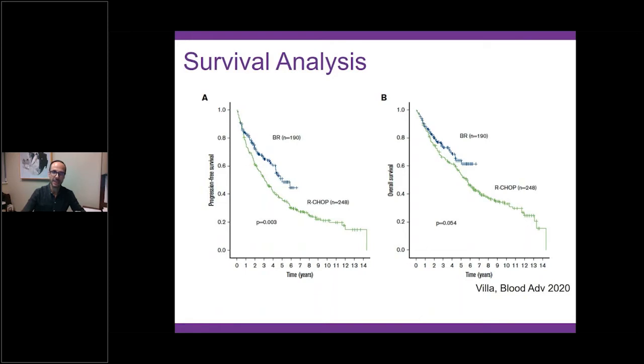When you begin a treatment, 100% of your patients are progression-free and alive. As time goes by, patients are going to progress or die, and those curves are going to begin to drop. Every time the curve drops, that means there's been an event. We can use that then to see differences in treatments. For example, here I'm showing you a study we did in British Columbia looking at bendamustine and rituximab in blue and R-CHOP in green, and you can see how patients treated with BR have a better progression-free survival and potentially a longer overall survival, and this allows us to compare treatments.